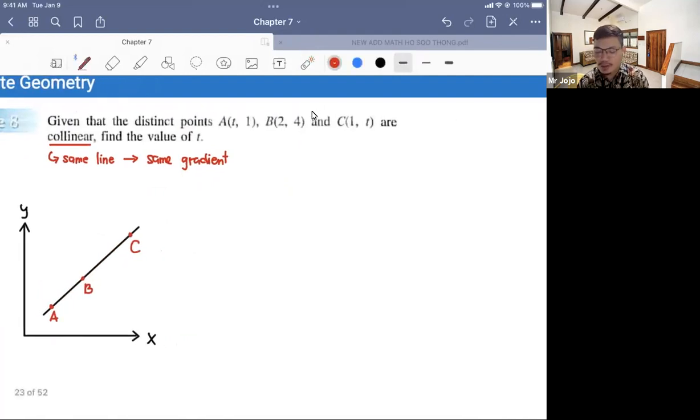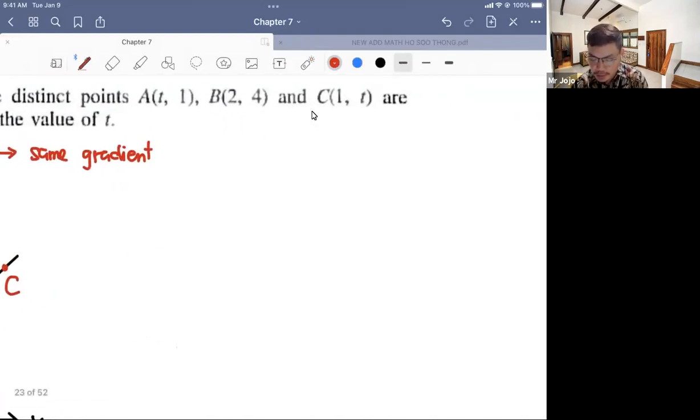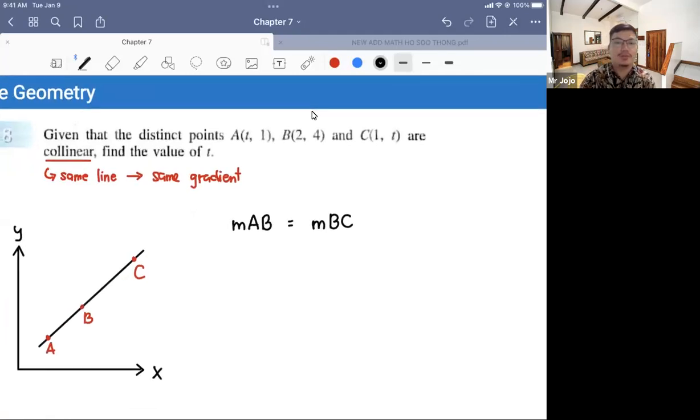Okay, so that means that their gradients will be the same, right? So let me write this. That means that the gradient of line AB is equal to the gradient of line BC. Basically, this is how you solve this, class, right? Since you have the same point on the line, they have the same gradient. All right. Any questions, class? Okay.